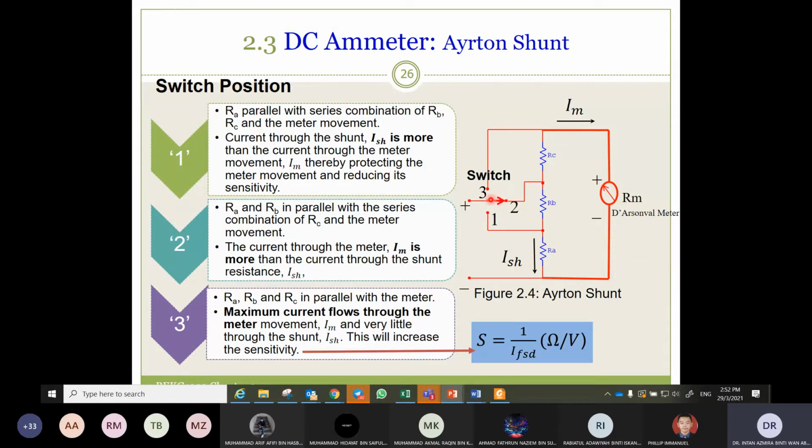When the switch is located at position 2, RA is connected in series with RB, and this path is connected in parallel with RC plus RM. At position 3, RA, RB and RC are in parallel with the meter. So when the switch is tapped at position 3, RA is in series with RB and RC, and this path is parallel with RM. Can you understand? Yes.